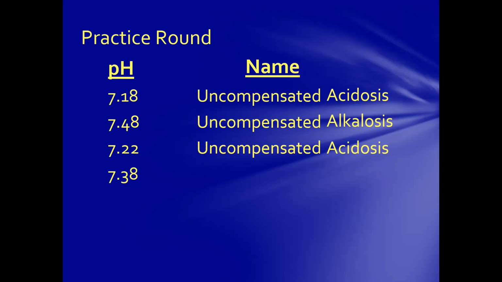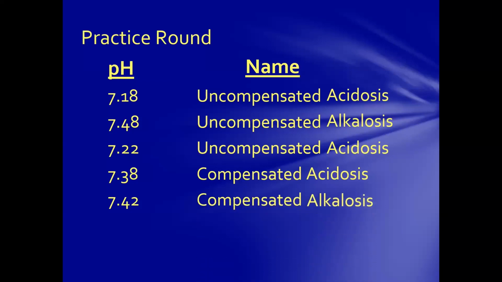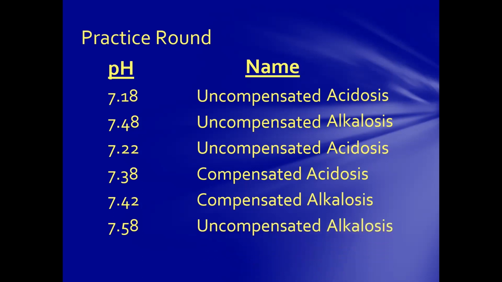If your pH is 7.38, your first name is going to be compensated because remember, we're between 7.35 and 7.45, and your last name is going to be acidosis because it's less than 7.40 or the median pH. If your pH is 7.42, your first name is going to be compensated and your last name is going to be alkalosis. If your pH is 7.58, your first name is going to be uncompensated and your last name is going to be alkalosis. If your pH is 7.36, your first name is going to be compensated and your last name is going to be acidosis.